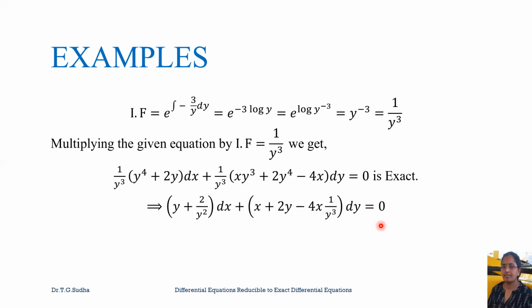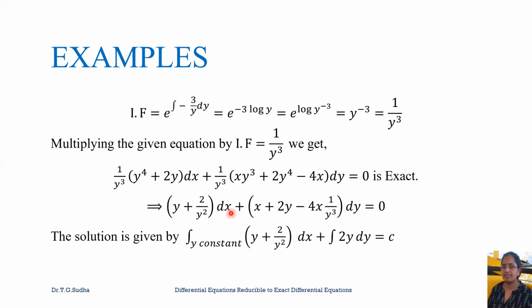So the solution is given by integral M, that is the new M formed here is y plus 2 by y square, keeping y constant, into dx plus the terms of N which are independent of x. So the first term is x, so we need to reject this term. Second term is 2y. So this is independent of x. So consider that 2y. Next we have minus 4x into 1 by y cube. Even this term contains x. So reject even this term. So we get just integral 2y dy equal to c, where c is a constant of integration.